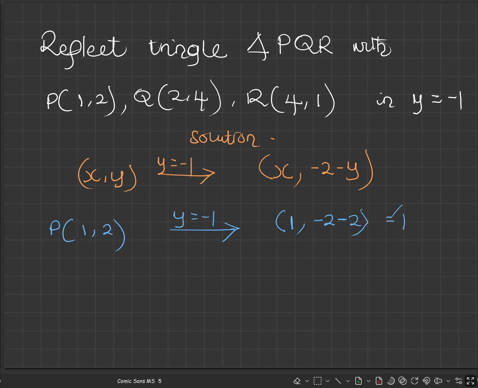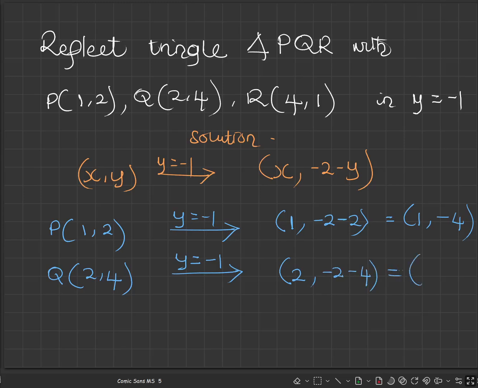And that is supposed to give us what? 1, since the x remains unchanged. So 1, and then -2 minus 2, which gives us -4. Then we take the Q, which is (2, 4), reflecting in our line y equals -1. The x is maintained, then for the y, we have -2 minus 4, and -2 minus 4 gives us -6.